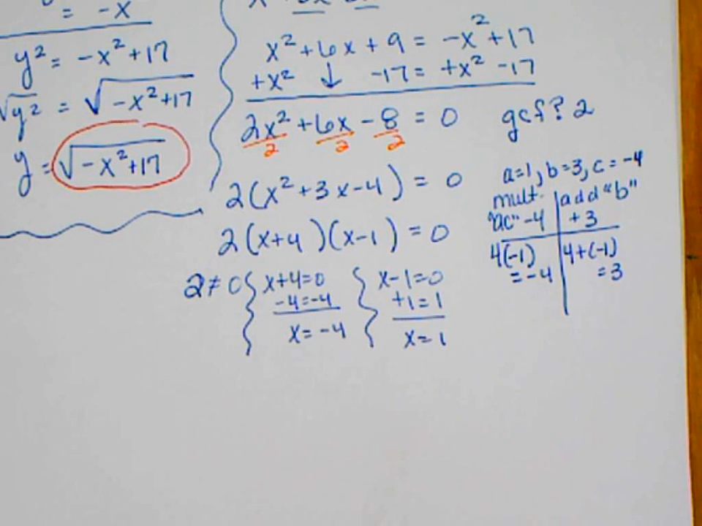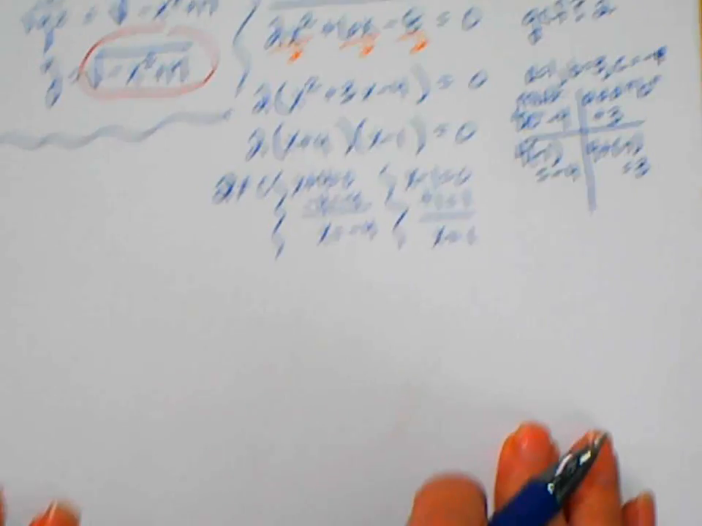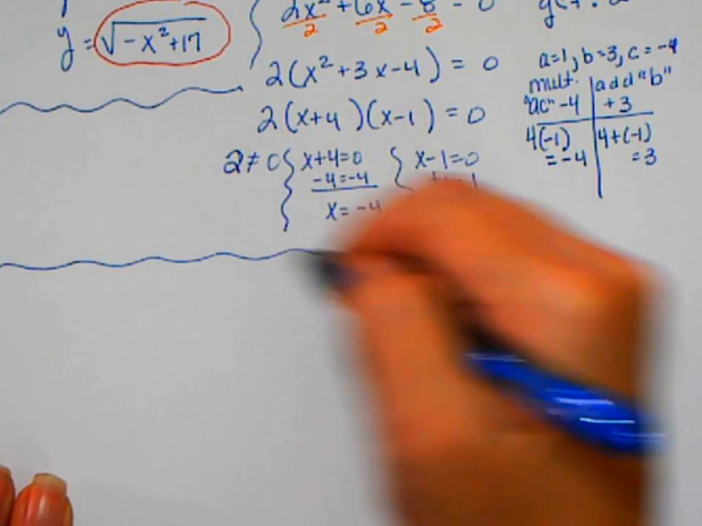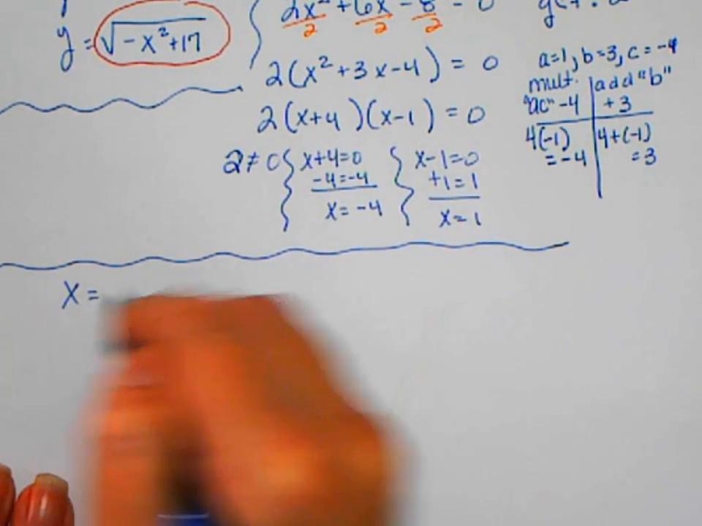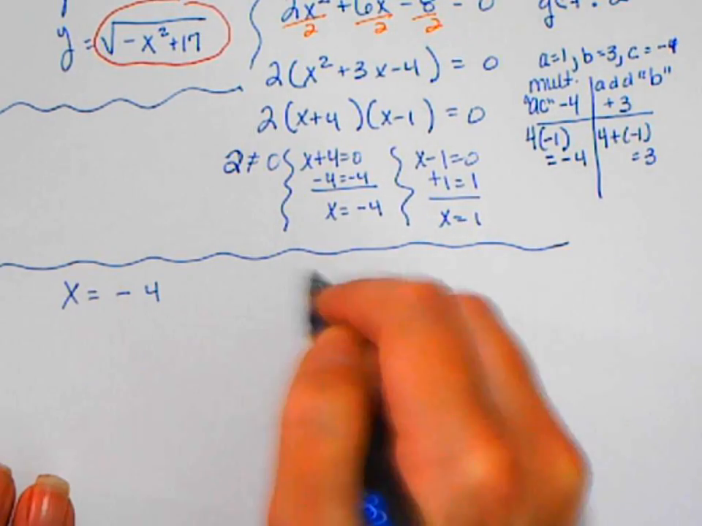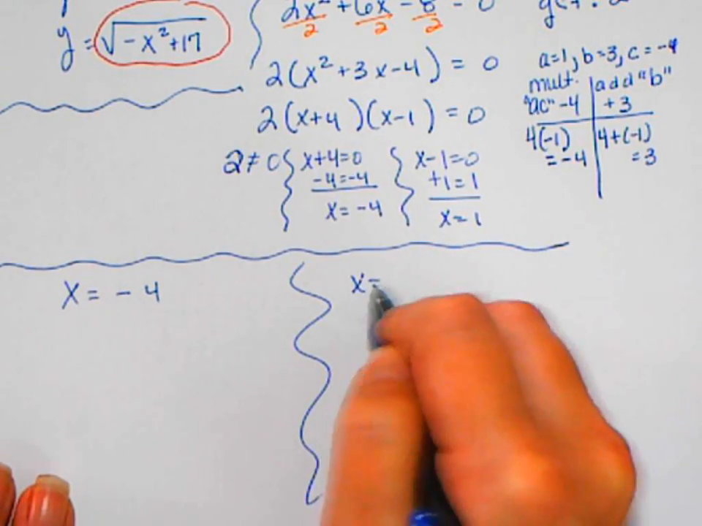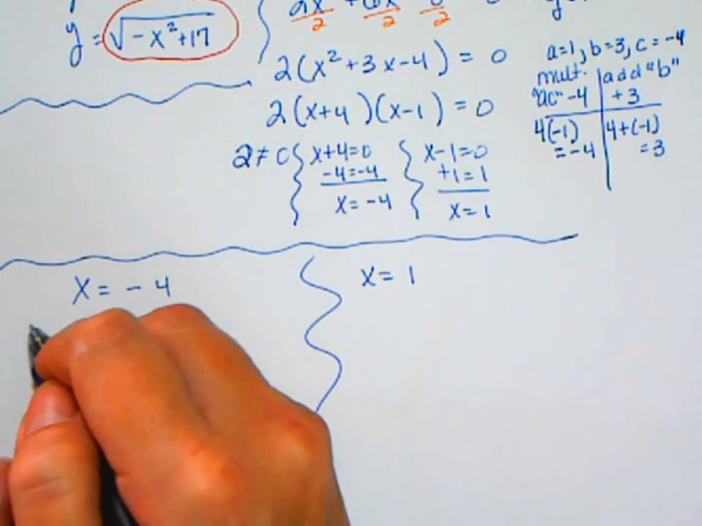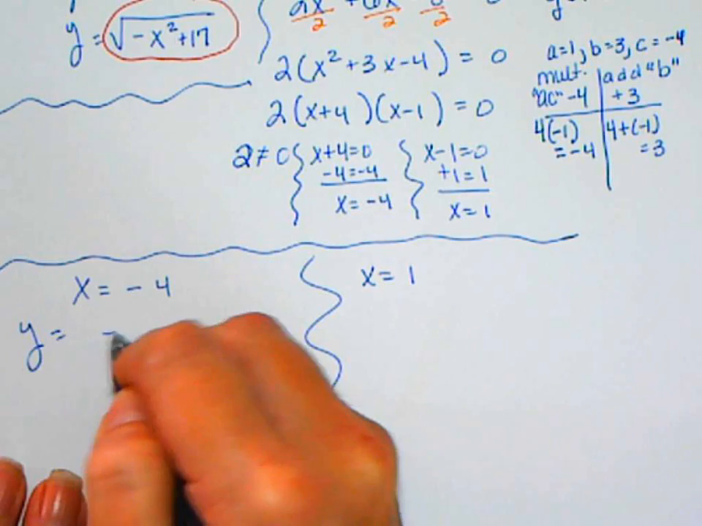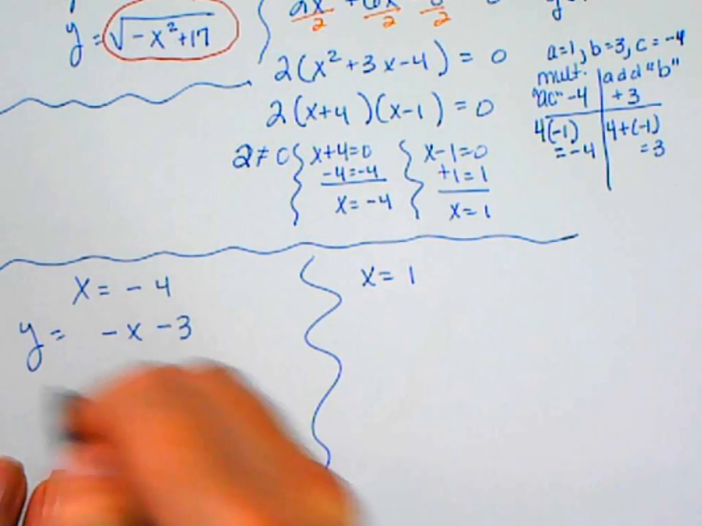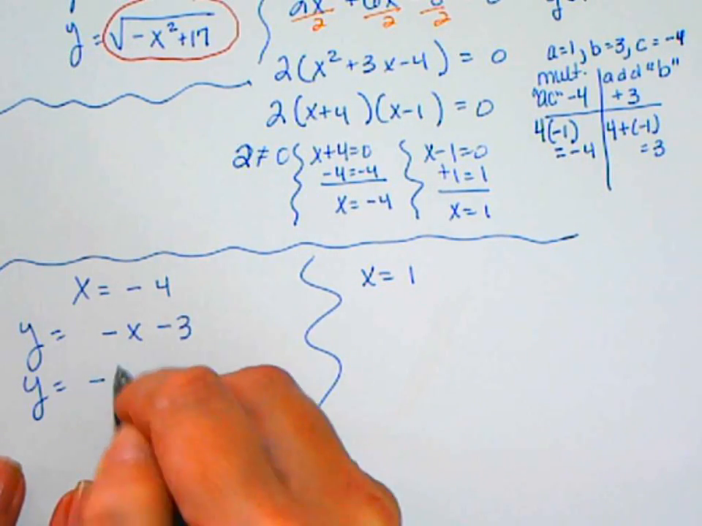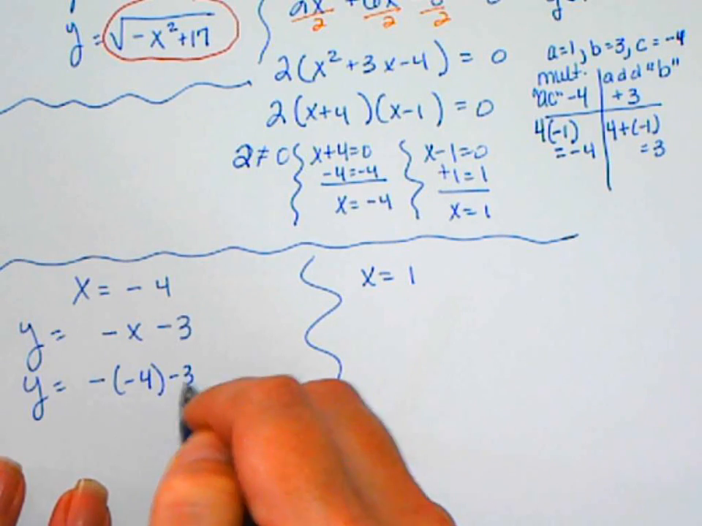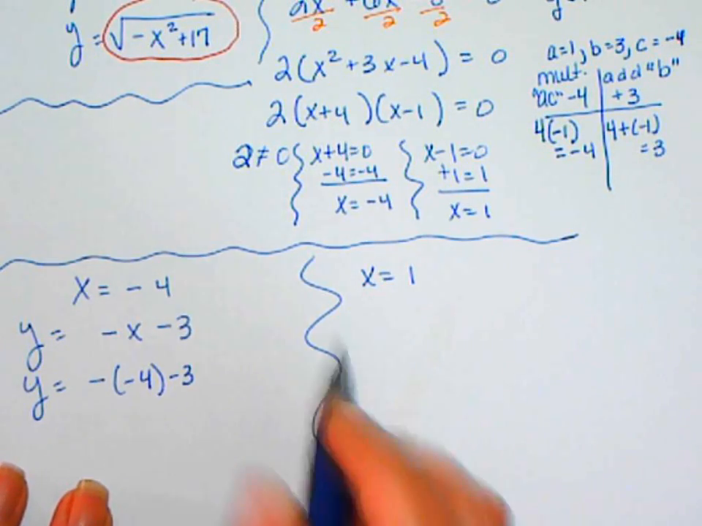Does it matter if I choose the linear function or the function of a circle? No. I'm going to choose linear because nothing's squared and it just seems easier. So I'm going to have to find y when x is negative 4 and when x is 1, using the linear function y equals negative x minus 3. Be careful because you're going to have some double negatives, and you don't want to do all that work correctly and mess up here.